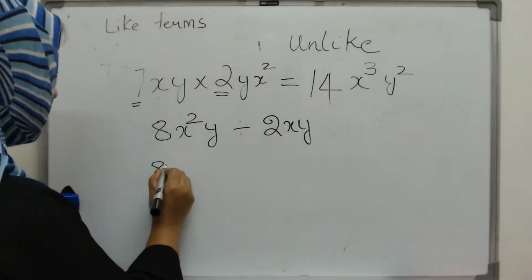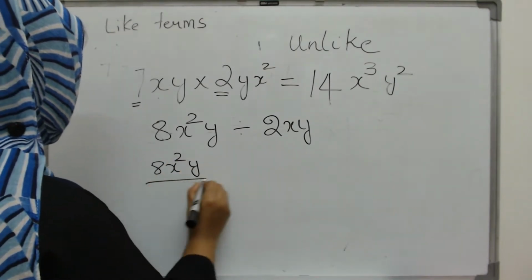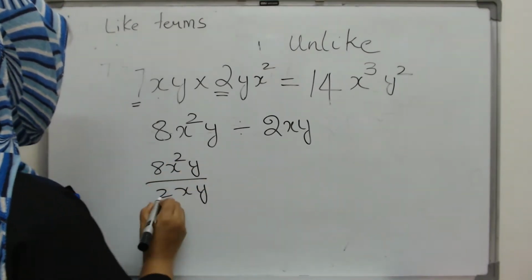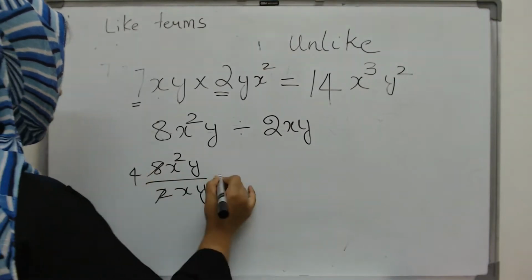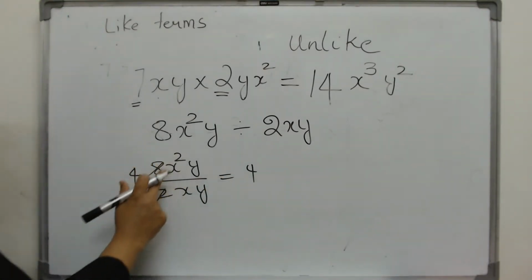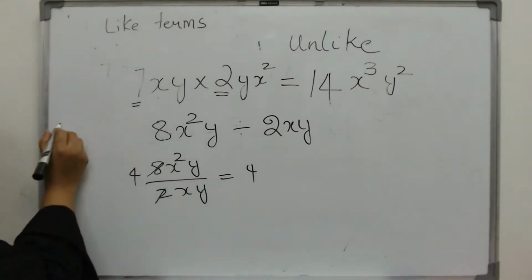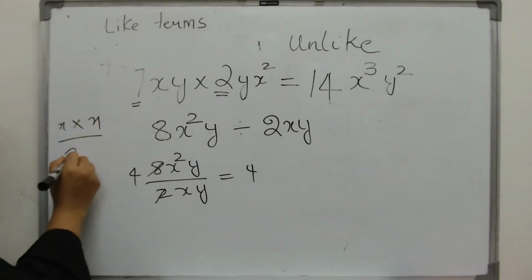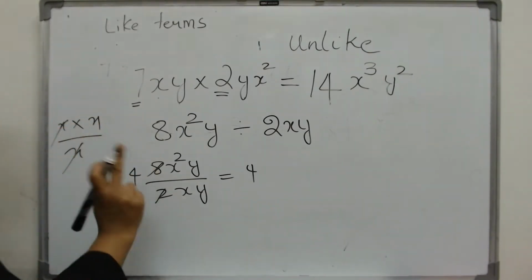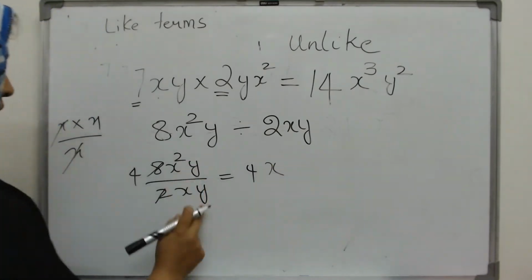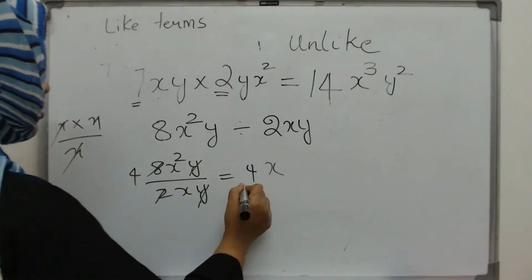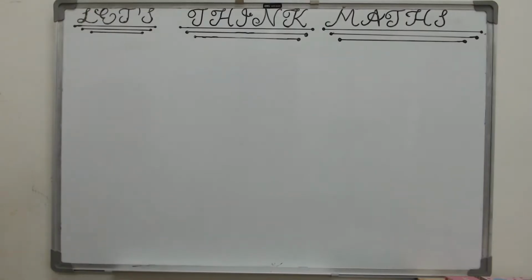What will you do? The same thing. This would be 4. Then here there are 2x, here there is 1x. x into x by x, so that means this gets cancelled. You will get only 1x remaining. And 1y here and 1y here. So 4x is the answer.